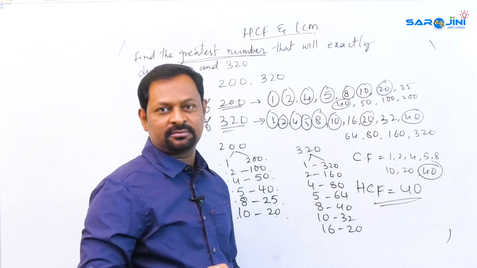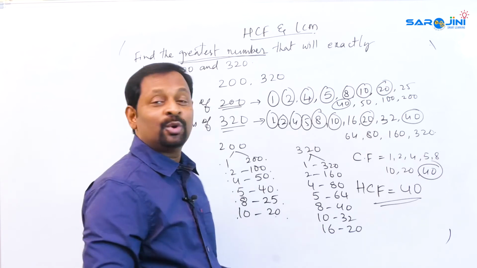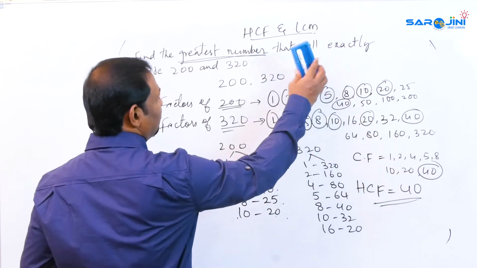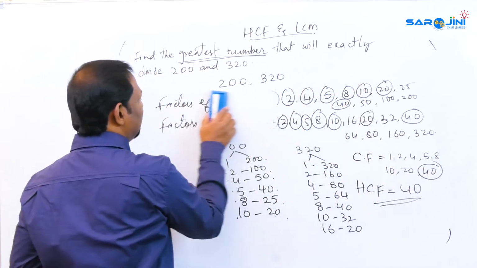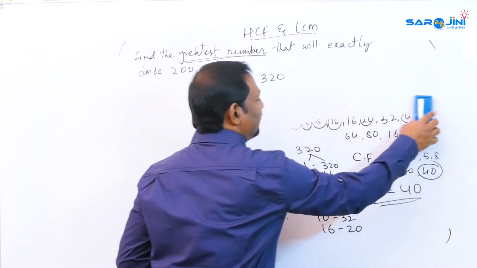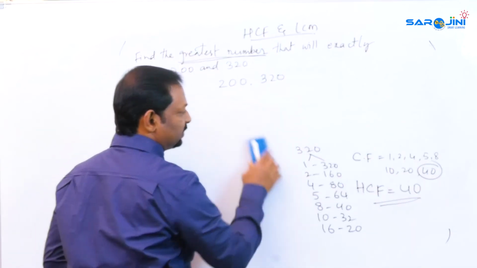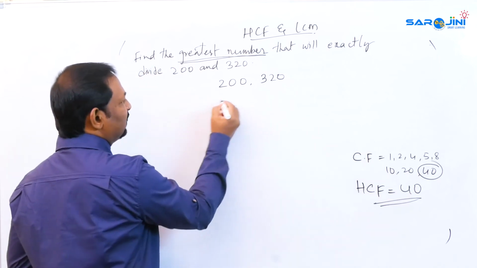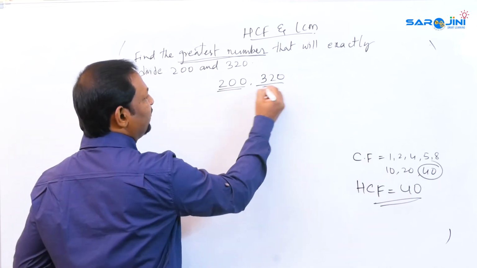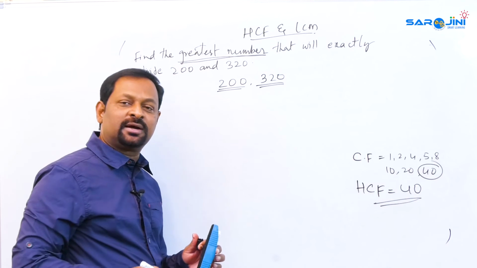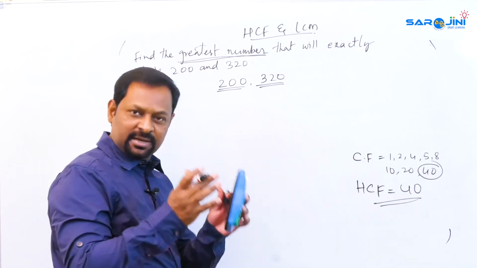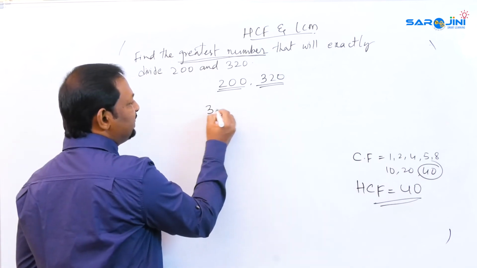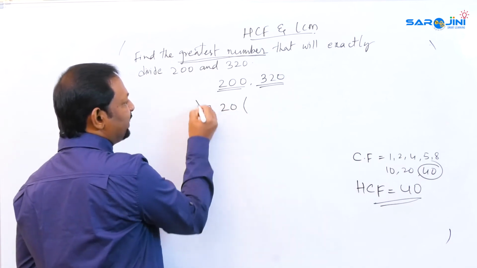Now we will go with the alternate method. I will remove the factor method and go with the division method. The second method is the division method. The numbers are 200 and 320. In the division method, first we take the bigger number and divide it by the smaller number. The bigger number 320 is divided by 200.